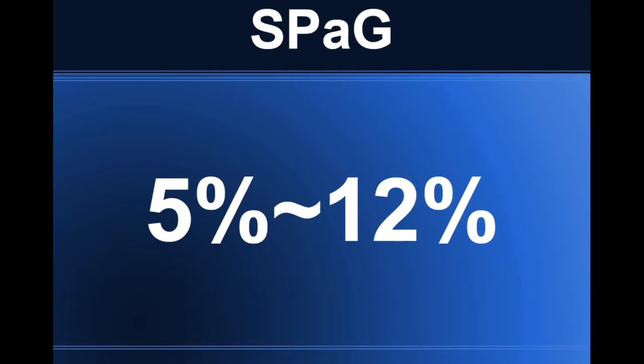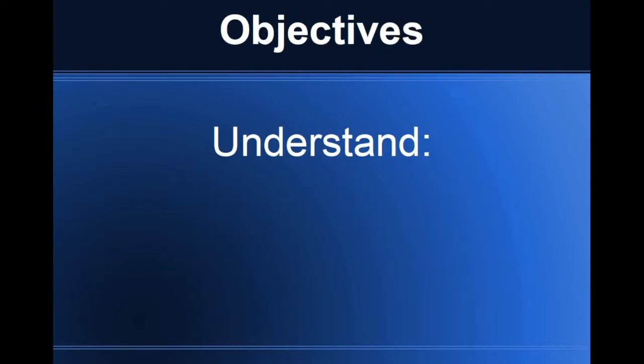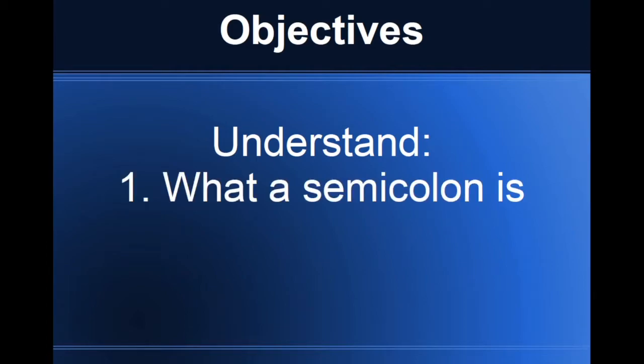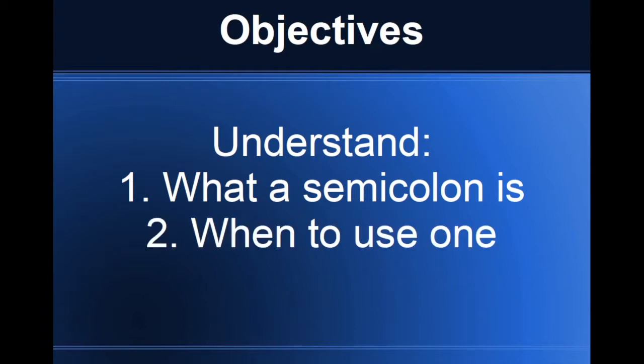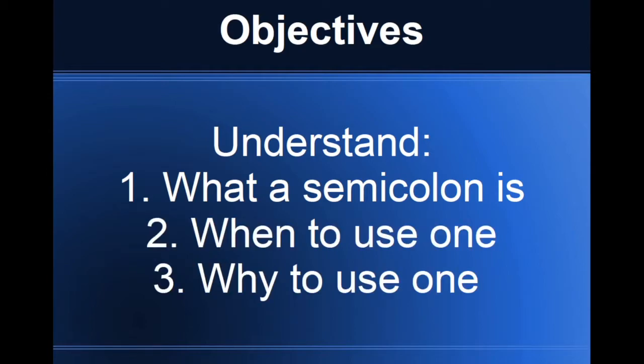So the objectives of this tutorial, there are 3 of them. First one is to understand what a semicolon is. Secondly, when to use one. And thirdly, why to use one. So we'll review these objectives at the end of this tutorial. So let's go for the first one. What is a semicolon?